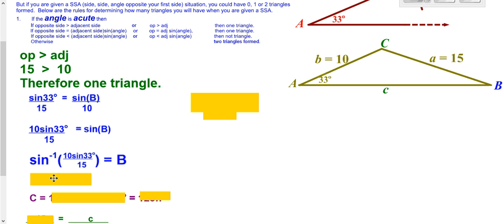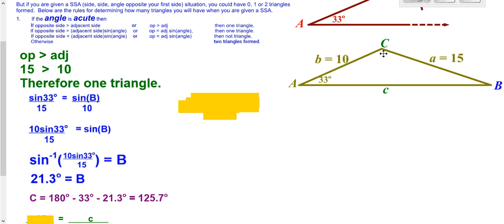So now I'm going to type this into my calculator. I get my approximation. Now once I know that angle, and I know this angle, all the angles add up to 180, I can go ahead and get angle C. So subtracting them from 180, I get angle C to be 125.7 degrees.